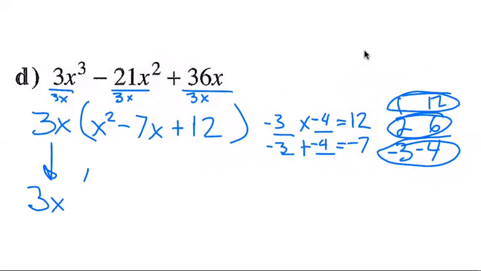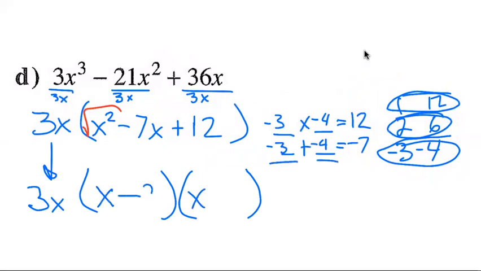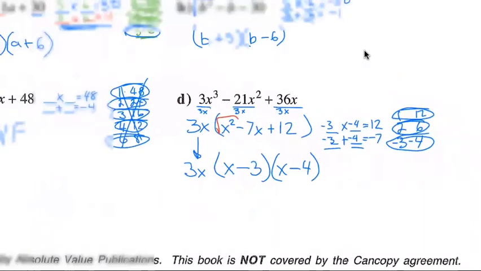So now I go 3x, because that's my common factor. I can't forget it. I go to my binomial brackets. I think, well, what's the square root of x squared? Square root of x squared is x. That goes at the beginning of both of my brackets. And then I go -3, -4. And that's factored.